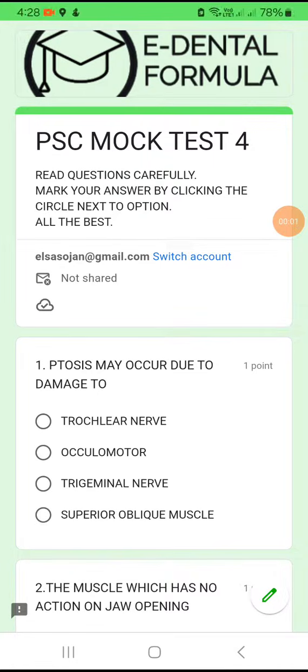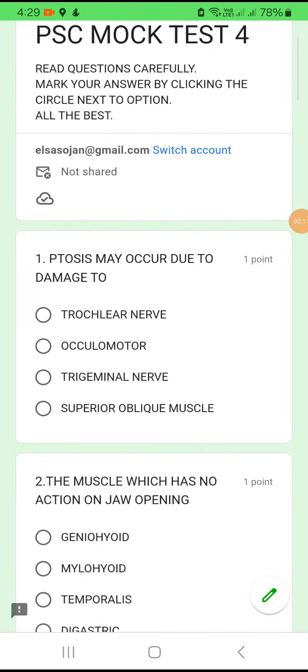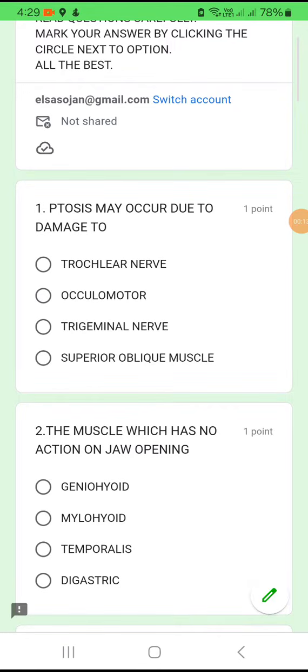Dear students, today we are going to deal with the PSC mock test 4, model paper 4 for the Kerala PSC Assistant Dental Surgeon upcoming exam. So without wasting time, let's move on to the first question.